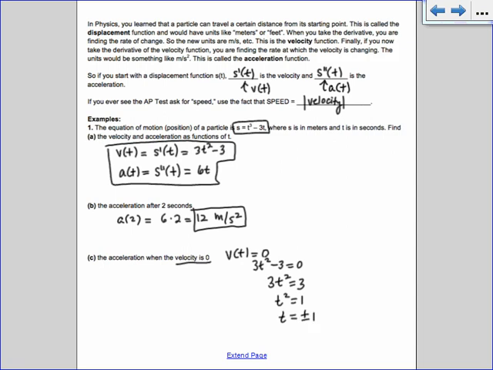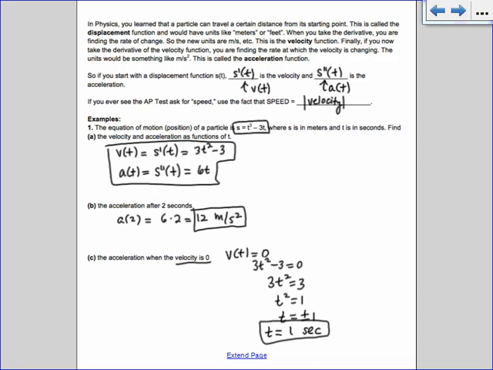Which one makes sense? Time 1, just positive 1, right? Can't go back in time. Although that would be cool. All right, then you would never get any bonus points. I would always go back in time and steal them.